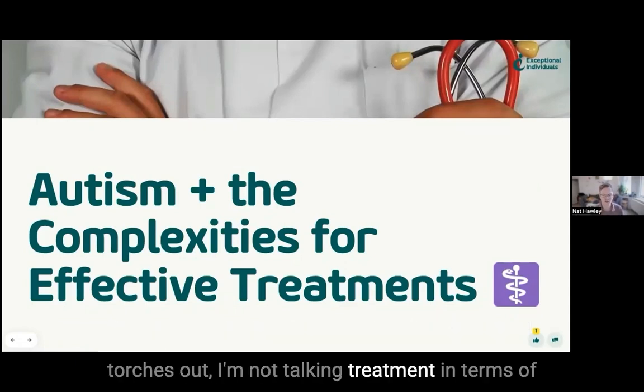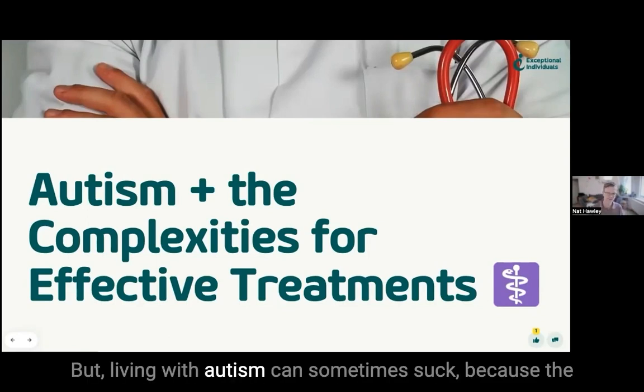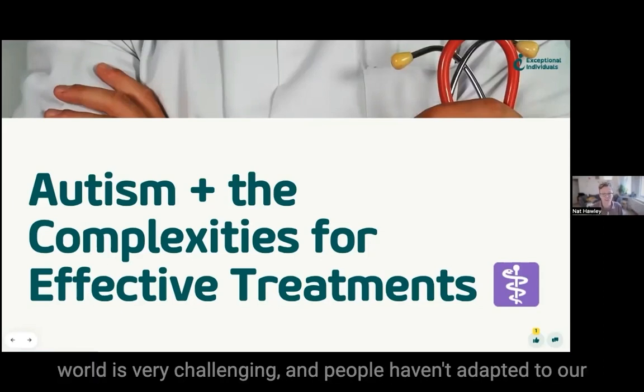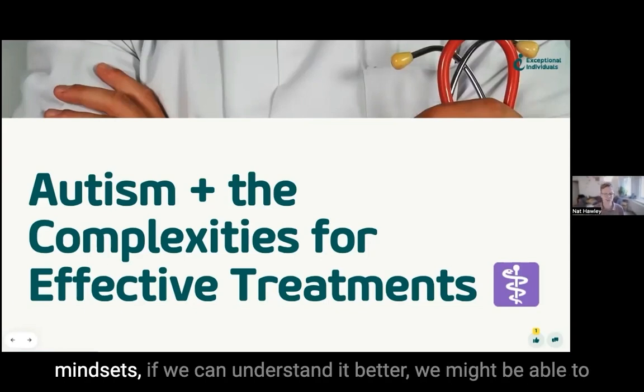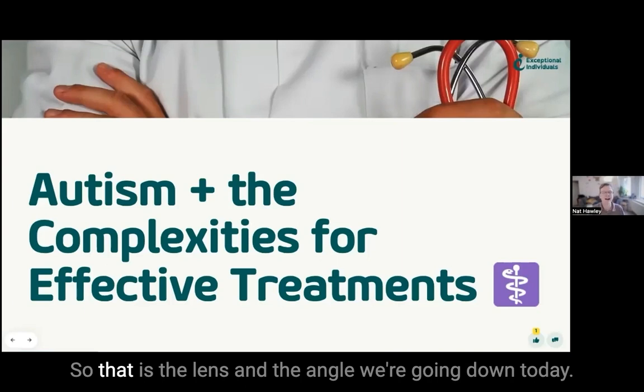I'm not talking treatment in terms of cure, because autism is just a different way of being. But living with autism can sometimes suck because the world is very challenging and people haven't adapted to our mindsets. If we can understand it better, we might be able to find ways which can make life a little bit more comfortable. So that is the lens and the angle we're going down today.